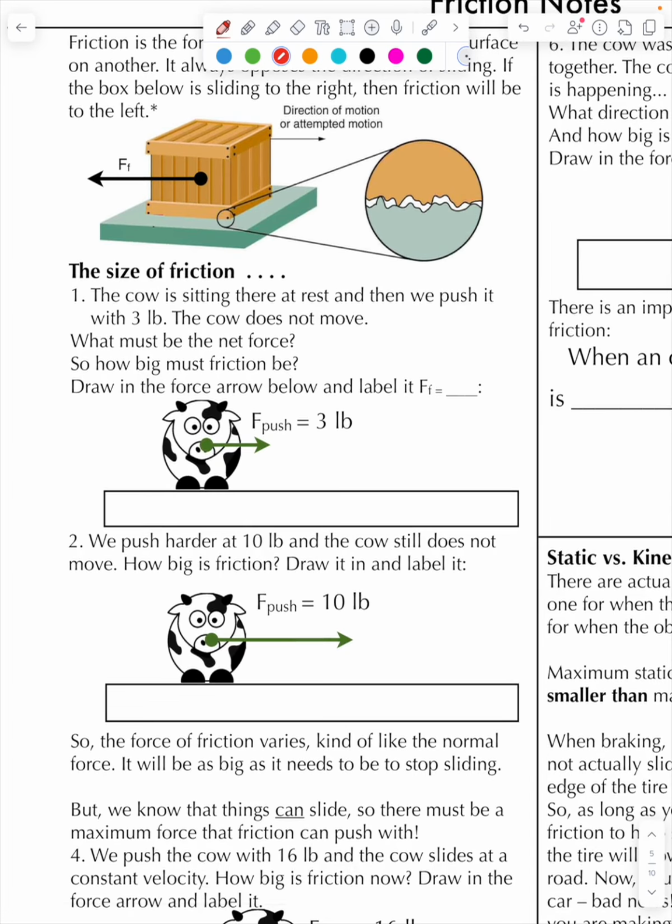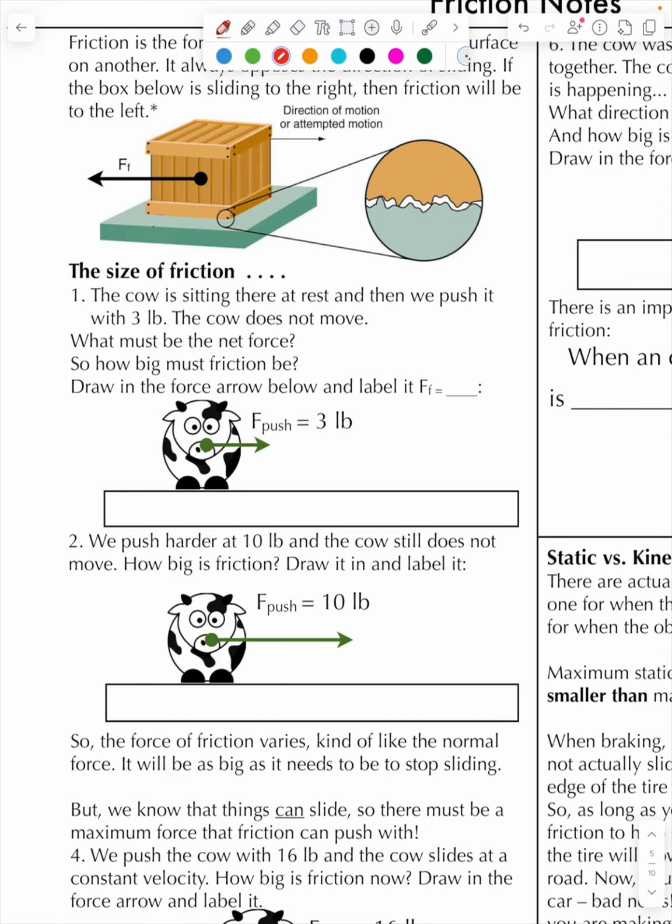You're pushing with 5 newtons of force to the right, but the cow does not move. Well, what does that say about the net force, the sigma F? Remember, if the velocity is not changing, the net force must be 0. Or saying it another way, if the velocity is constant, the net force equals 0.